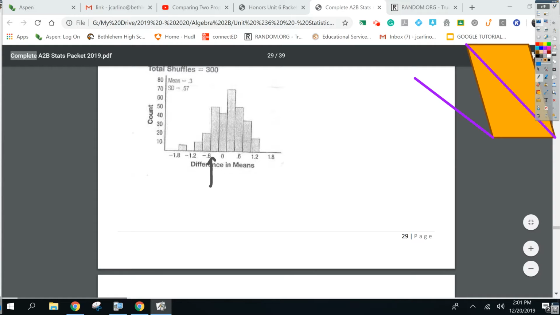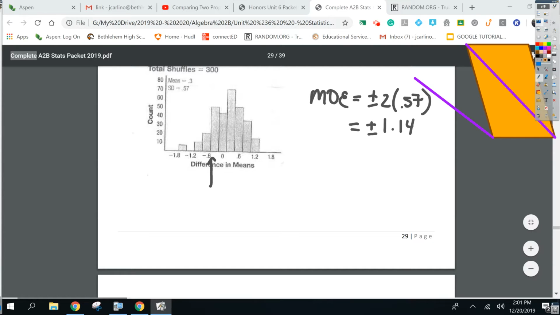Okay, let's find out now. Let's see if it's in that outer 5%. All right, so we have the mean and the standard deviation. What are we going to look for? Confidence interval, right? And I can't do that unless I have my margin of error. Margin of error is going to be plus or minus 2 times 0.57. Plus or minus, what do you get there? 1.14.